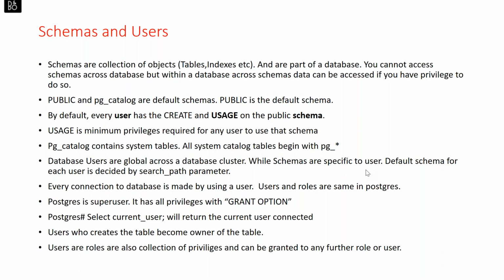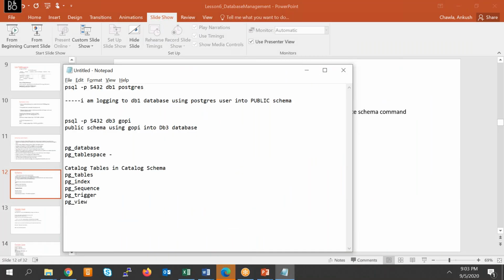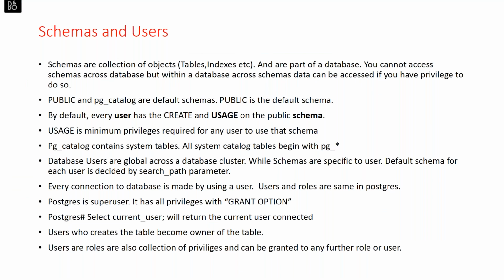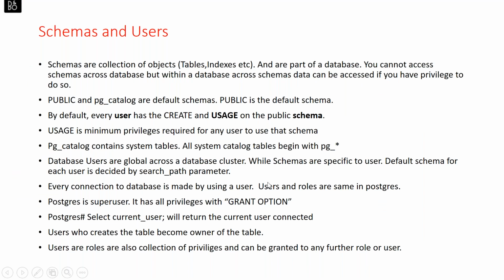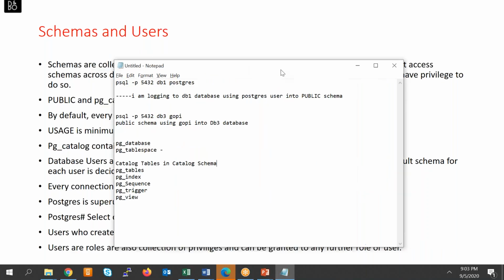So every connection to a database is made by using a user. Users and roles are the same in Postgres. Users and roles are the same. But you said, what is group? Groups and roles are the same, right? No, I have not talked about groups. I said users and roles are the same. I've not given any name to groups, I've not told about groups. Now how it is the same, I will just tell you.